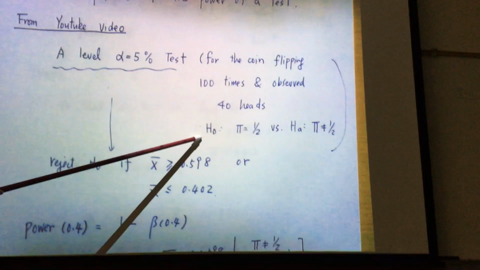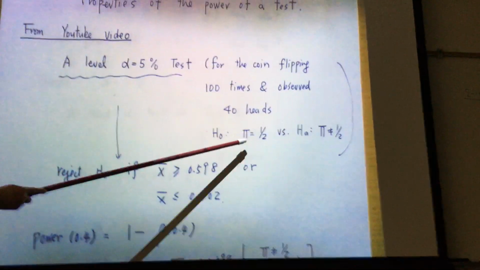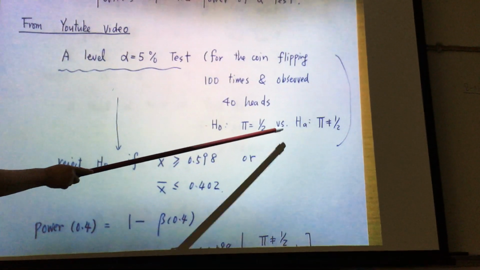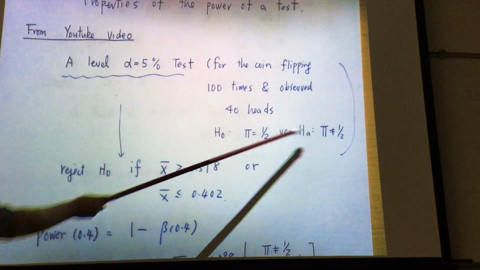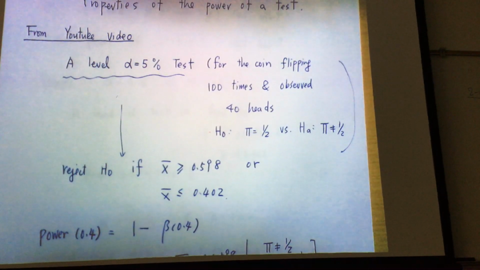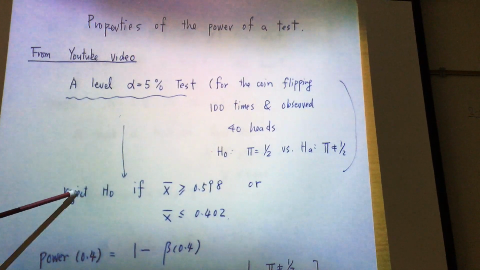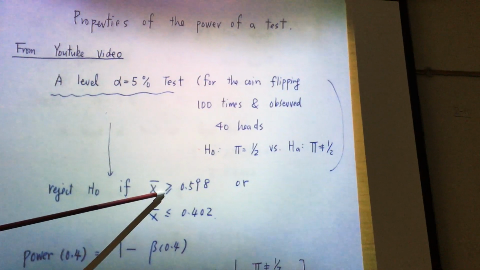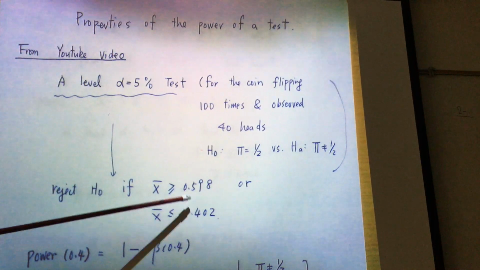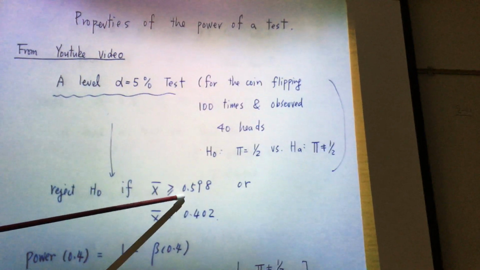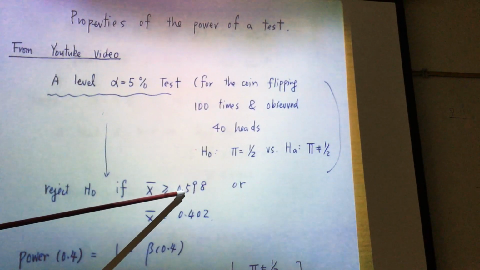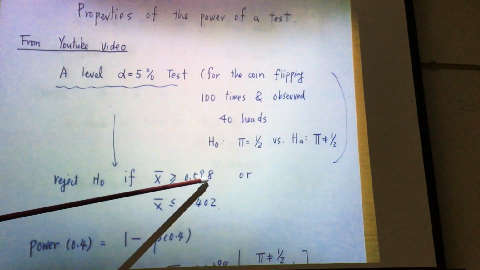And the null hypothesis in that example is what? H0 is pi equal to 1/2, it's a fair coin, against H1, it is not a fair coin, okay? Now, we use approach 1. We're going to reject H0 if X bar is what? Too big or too small. But how big is too big? We find X bar is 0.598, bigger than this is too big.